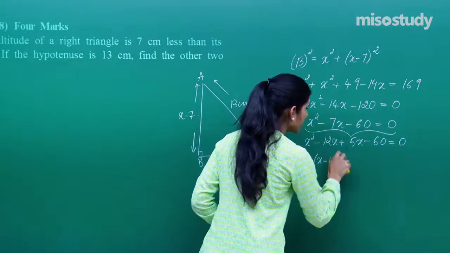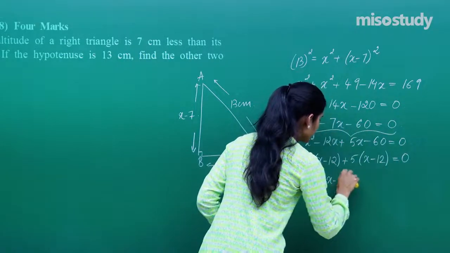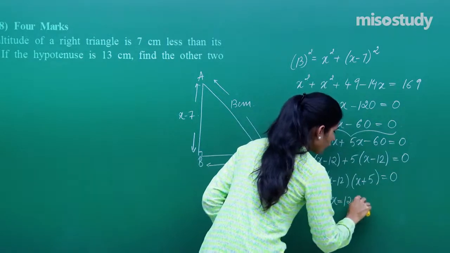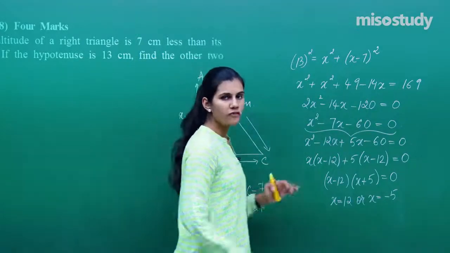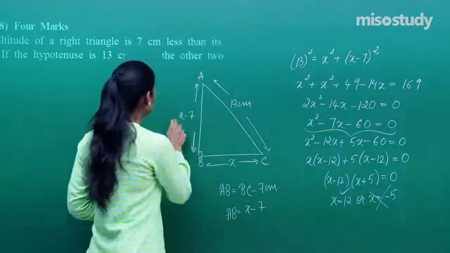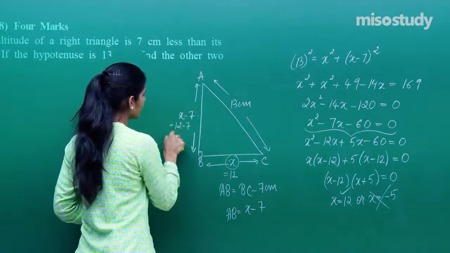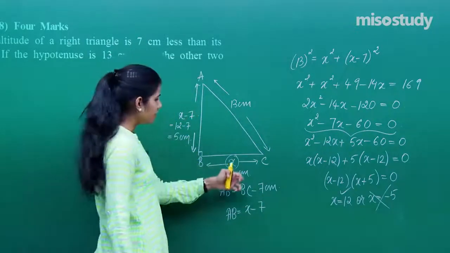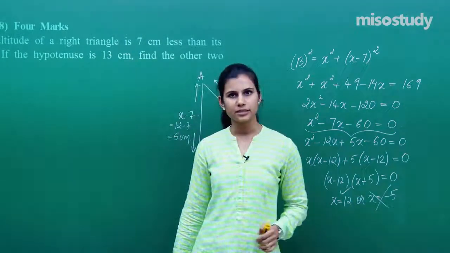So you have x minus 12 plus 5, x minus 12. This gives you (x minus 12)(x plus 5) equals 0. That means x is 12 or x is minus 5. Again, x is the length of the base. Length of any segment can never be negative. So you have base length is 12 and the length of the altitude is 12 minus 7, which is 5 centimeters. So you have base is 12 centimeters, height is 5 centimeters, hypotenuse is 13 centimeters.